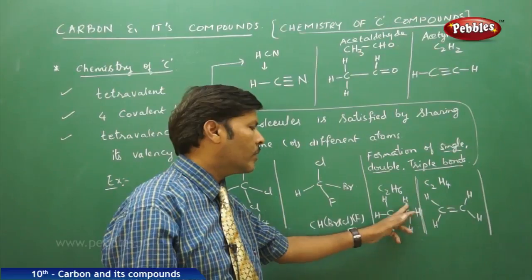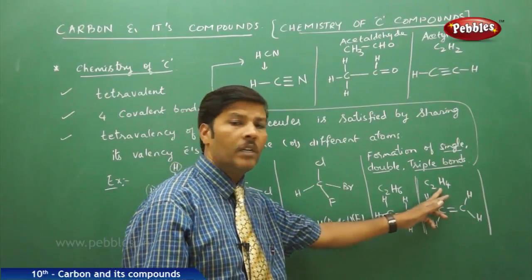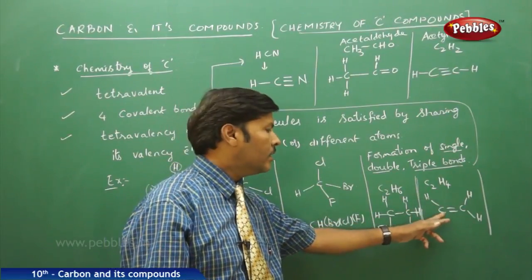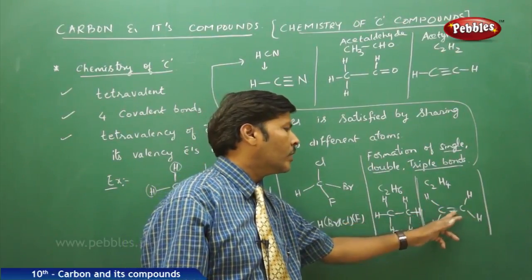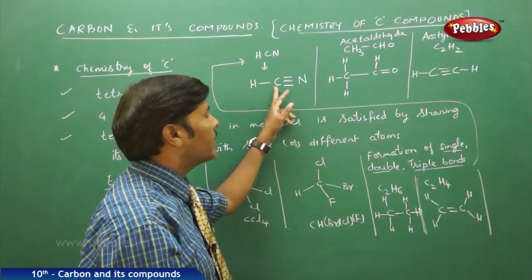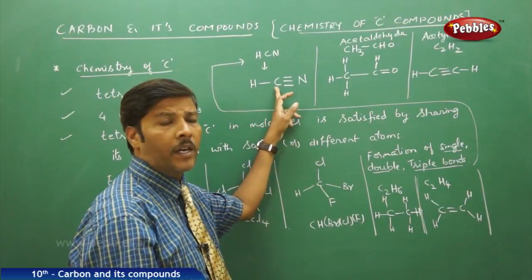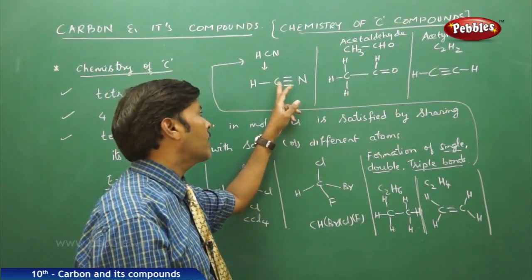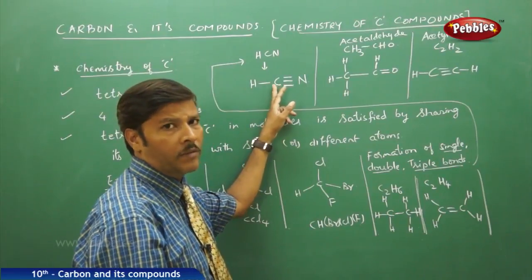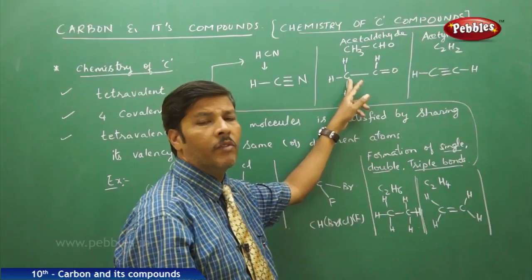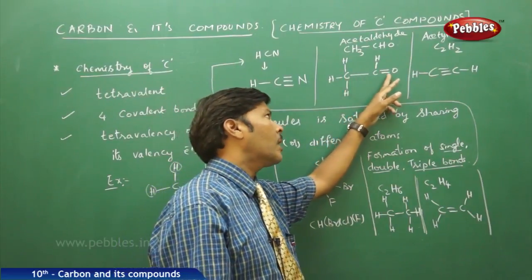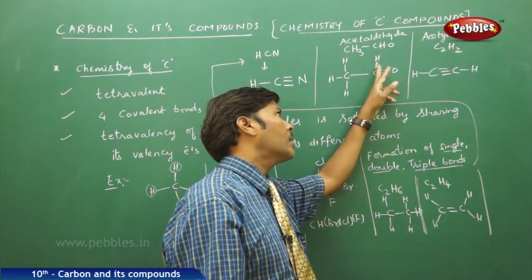Again the next carbon, 1 2 3 4 bonds. Take ethylene or ethene, again each carbon 1 2 3 4. Take the adjacent carbon, 1 2 3 4, tetravalent. Take the carbon in hydrogen cyanide: it has 3 bonds on the right side and 1 single bond on the left side, so carbon is tetravalent. Take acetaldehyde: the carbon between 3 hydrogens is tetravalent; carbon and oxygen have a double bond, carbon and hydrogen a single bond.